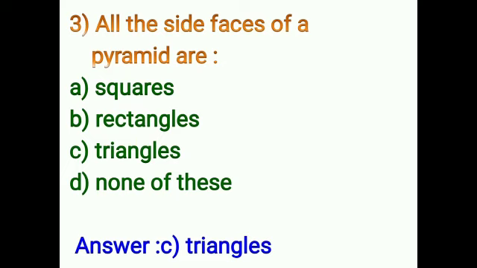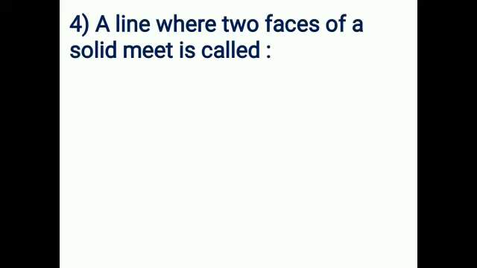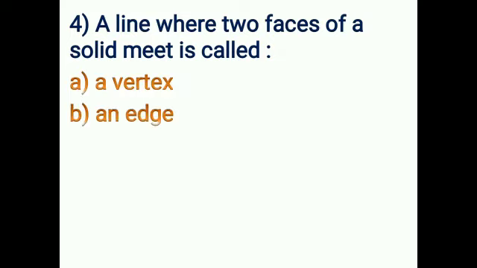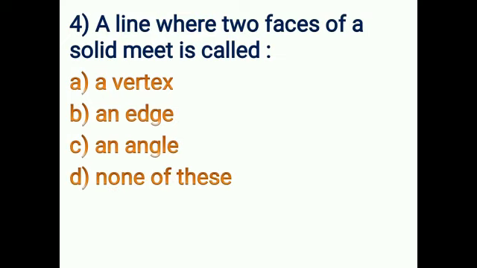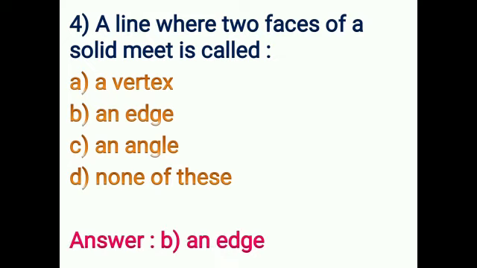So now next example here. Example number 4. A line where two faces of a solid meet is called: a vertex, option number B an edge, option number C an angle, option number D none of this. So here always remember one thing. A line where two faces of a solid meet is called option number B, that is an edge. So option number B is the correct answer.